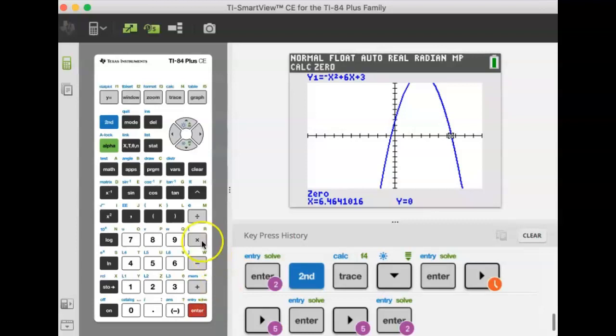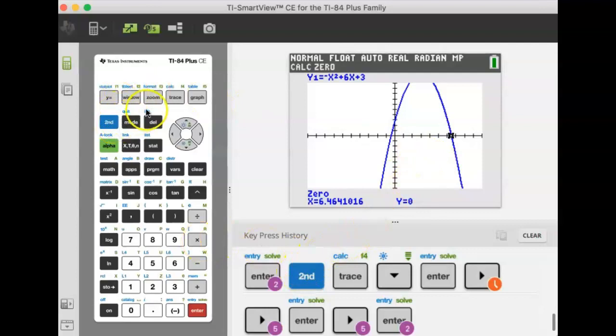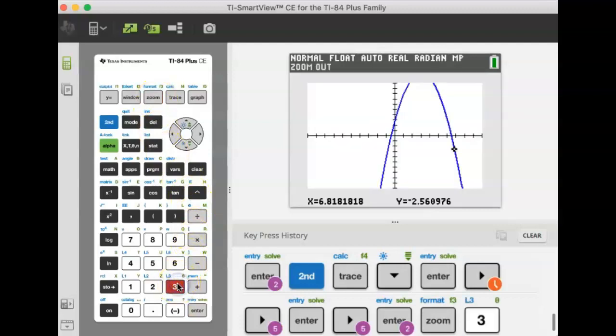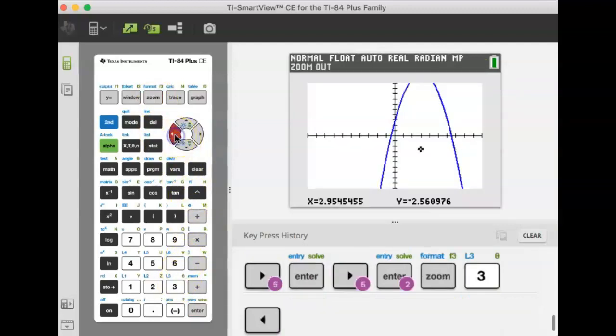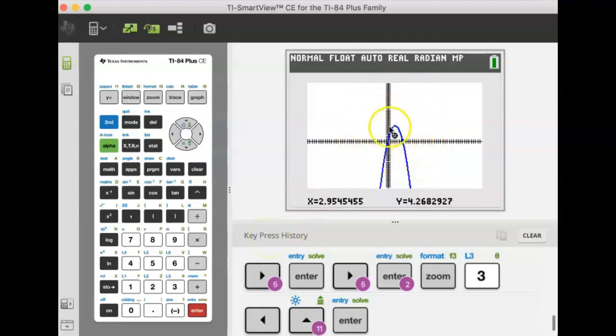Now, let's say you wanted to see your vertex. You could zoom out. Up in the top row in the middle is a zoom. So I could hit number 3 for zoom out, but I need to give my calculator an area to use for reference. So you move your cursor. When you're ready, press enter, and it will zoom out a little bit.